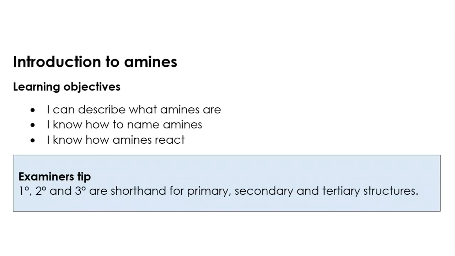In this first video of 3, we are going to introduce amines. We're going to look at how we name them, we're going to look at some of their reactions, we're going to look at what an amine actually is. Now, the examiner's tip here relates to primary, secondary and tertiary structures. You've come across those before with carbocations, and we're going to use that same terminology again.